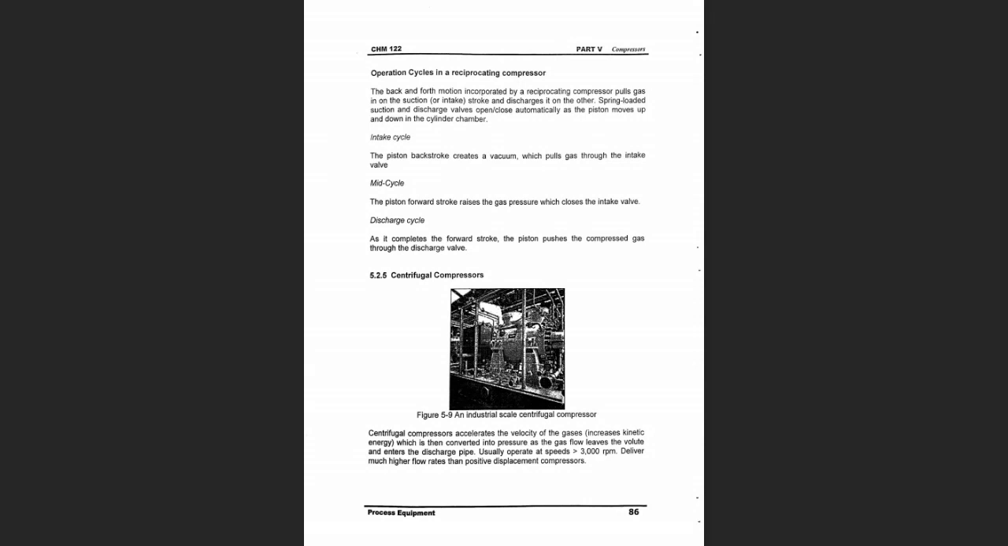Centrifugal compressors accelerate the velocity of the gas, which is then converted to pressure as the gas flow leaves the volute and enters the discharge pipe. Usually it operates at high speeds, more than 3000 RPM, and it delivers higher flow rates than positive displacement compressors.